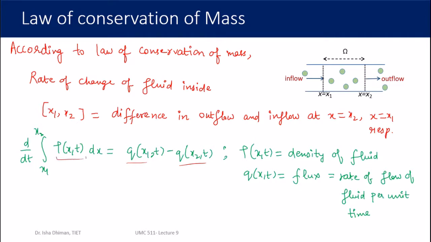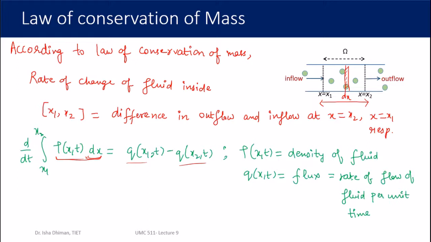So this is density into volume. This is representing mass in a small section dx. So dx is basically a small kind of strip over here. But if you want to find it over the complete interval x1, x2, you need to integrate it from x1 to x2. And now what further we are going to do with the right hand side.